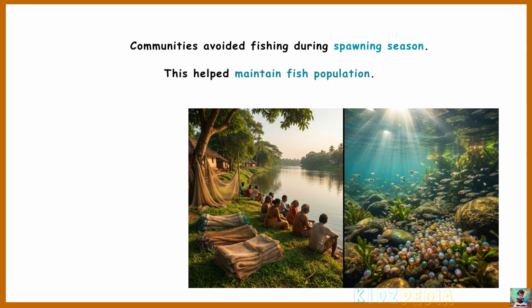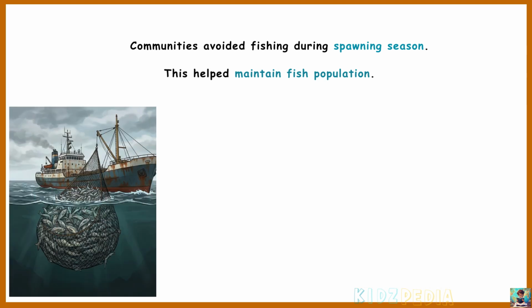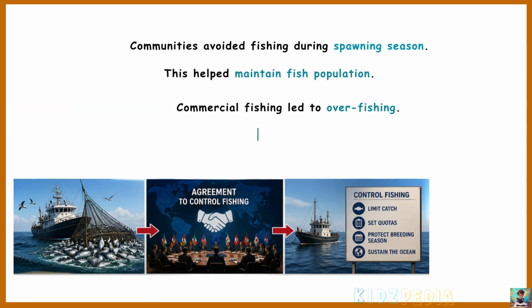This helped fish to reproduce and the fish population to increase. With commercialization of fishing, that is, fishing for business and profit, people started catching too many fish. And this led to overfishing. One such example is tuna. Tuna fish population has reduced rapidly due to overfishing. Because of this, some rules and agreements were made to control fishing.